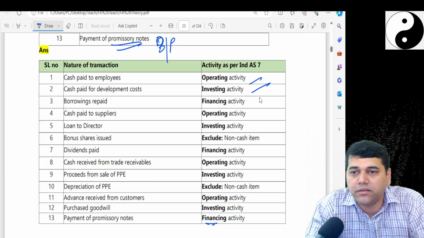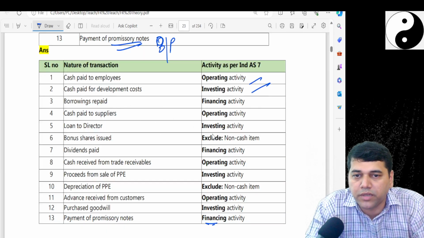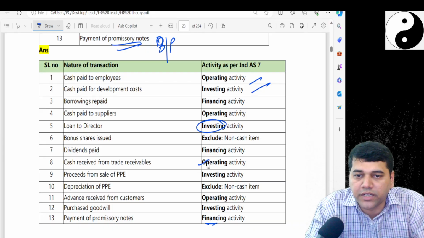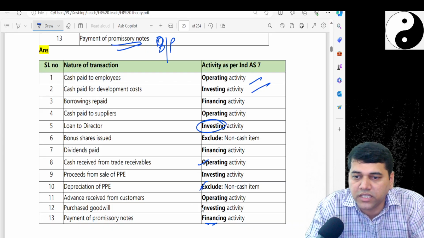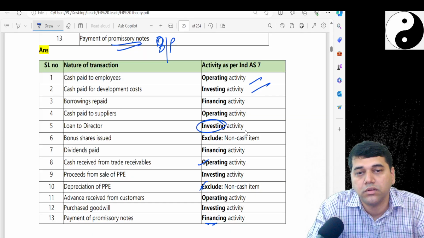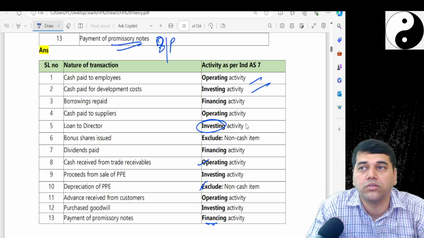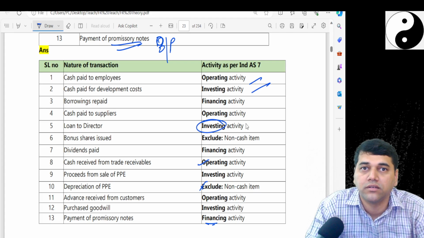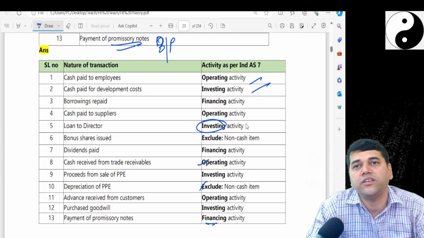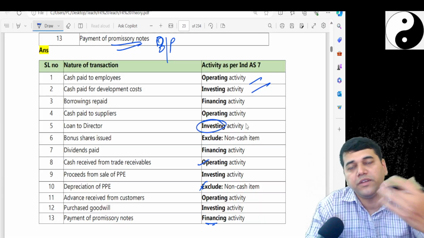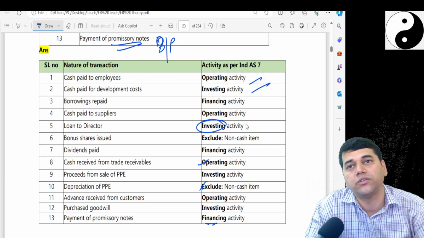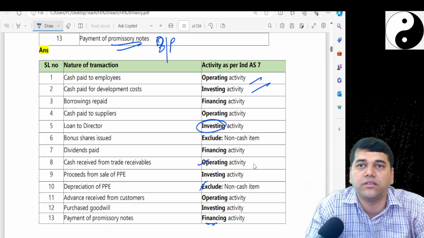Cash paid, employee development, borrowing repaid, cash paid to supplier, loan to directors, and investing. This is what we discussed. Cash received from trade receivables. Depreciation is non-cash. Advance purchased goodwill. Loan to director, no. Loan is given to a director. Financing for whom? When we receive, it is financing. Did the entity give the loan or did the entity get the loan? It gave, so it's an investing activity.